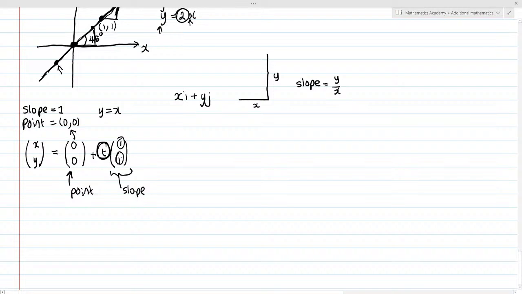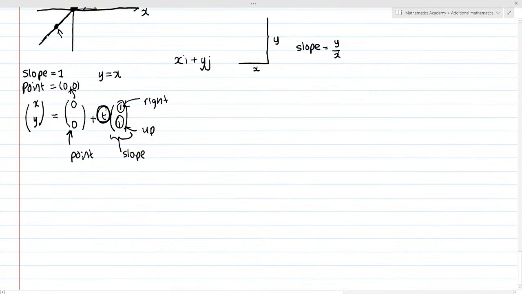Does this have a slope of 1, what we've written here? Yes, it does, because what this says is that for each value of t that I put in, or if I increase the value of t by 1, I am moving to the right by 1, and I am moving up by 1. Well, if I'm moving to the right by 1 and moving up by 1, that means that I have a slope of 1, right? Because slope is rise over run.